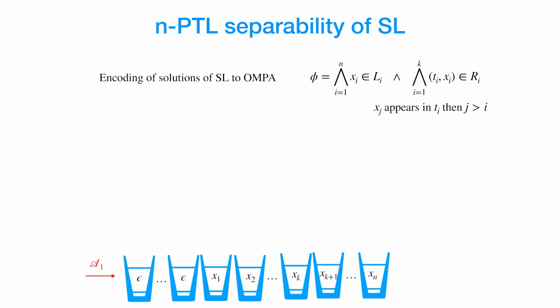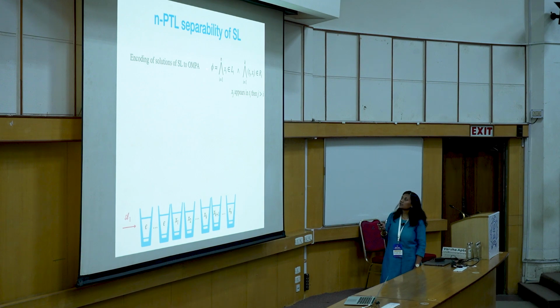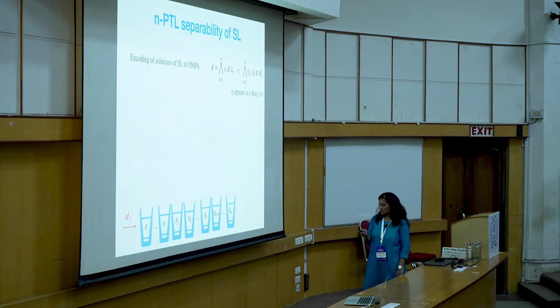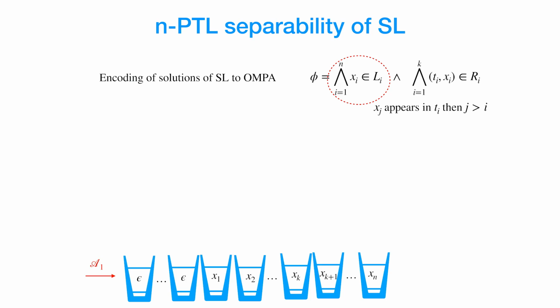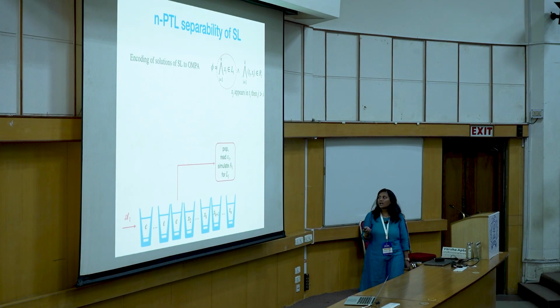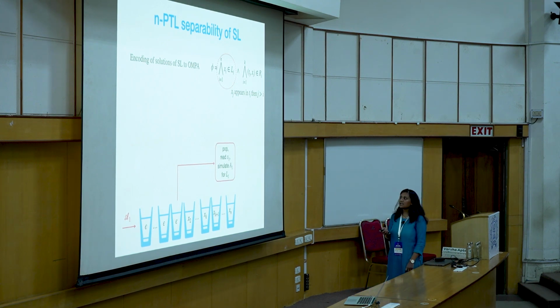Now we have seen how to satisfy this constraint using OMPA, but we have not taken care of membership constraints. So now at the end of this OMPA construction, we will have the valuation of x1 to xn in the stacks. So we will pop the stacks one by one, read whatever was there, and simulate the corresponding automaton for the regular language and see if it actually belongs to that language.